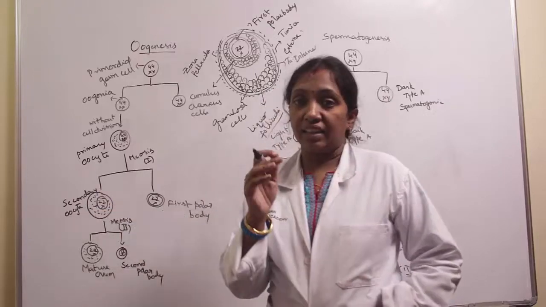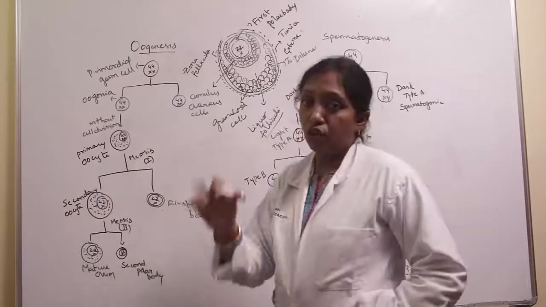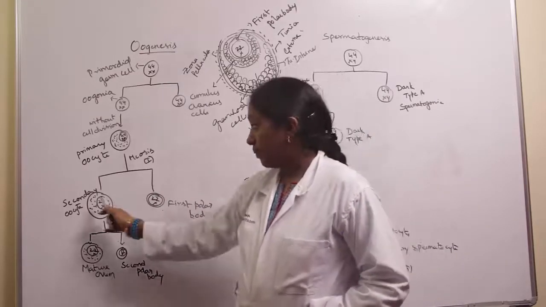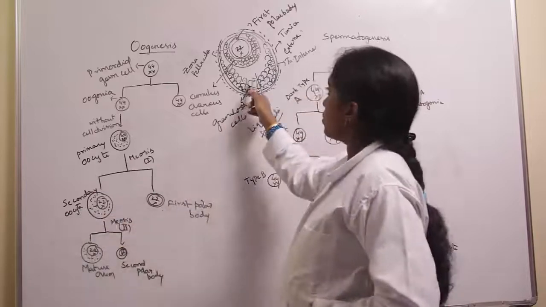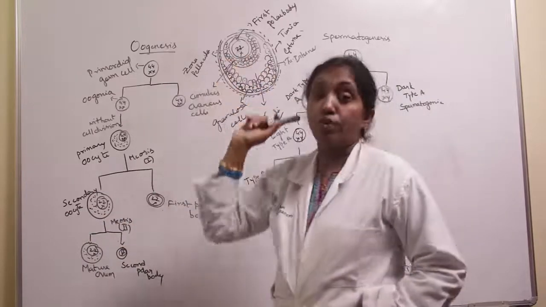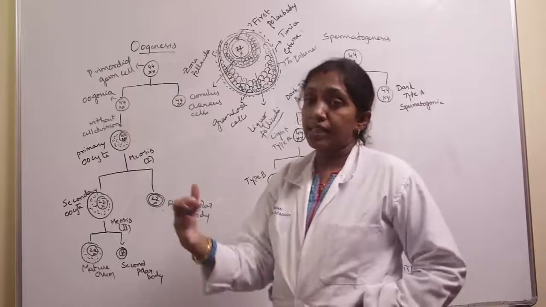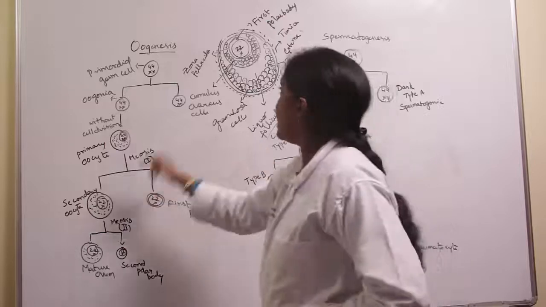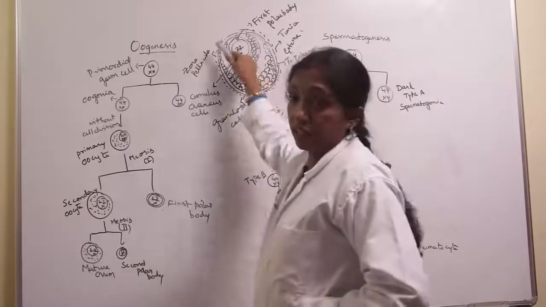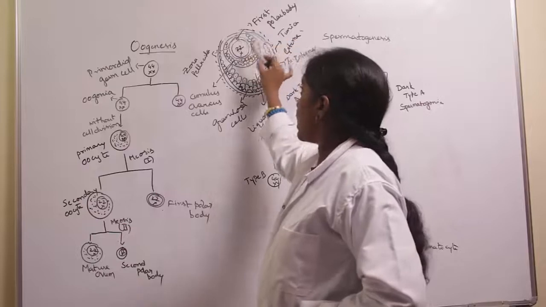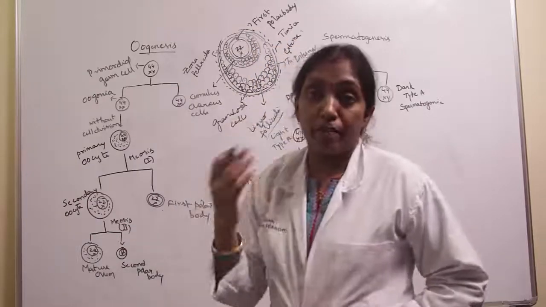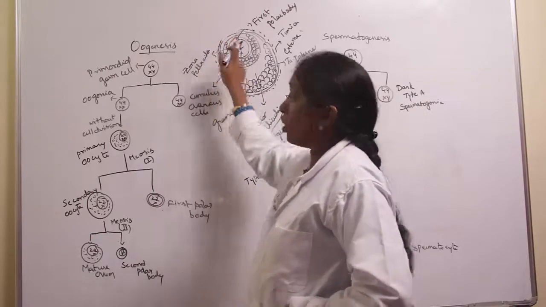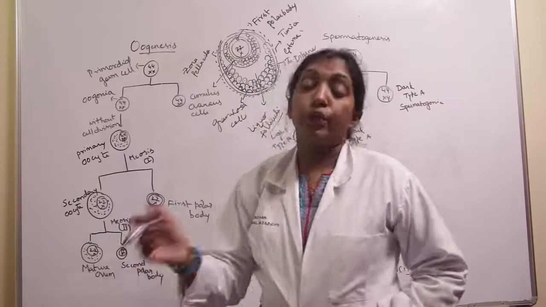secondary oocyte, and the other cell which receives the lesser amount of cytoplasm is called the first polar body; later it degenerates. And coming to the secondary oocyte, it is mature at the time of ovulation. The ovulation date is 14 days before the onset of the next menstrual cycle. So at the time of ovulation, this is a Graafian follicle, right? The secondary oocyte is released from the Graafian follicle and enters into the uterine tube.